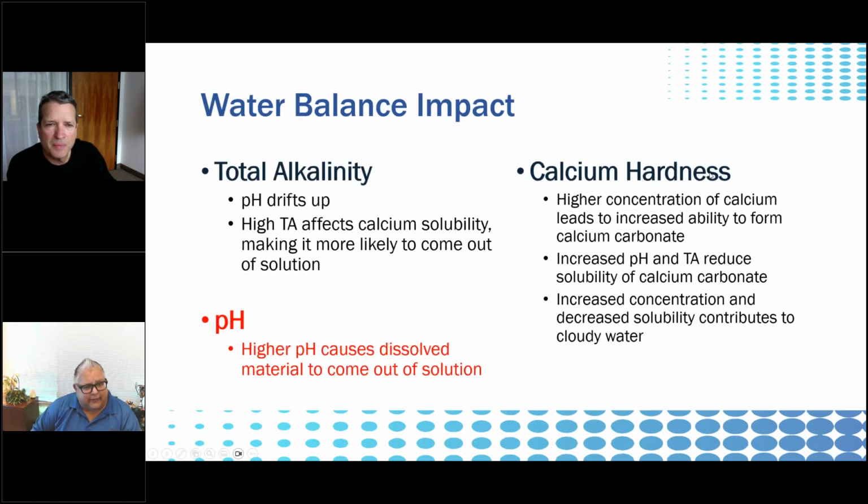Now, if the water's not balanced, right, you have to look at the impact of that. The big one, obviously, is pH. Higher pH causes things to fall out of solution, such as calcium. And as things fall out of solution, you can see them. And when you see them, you're seeing cloudy water.